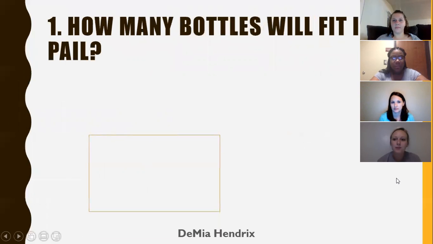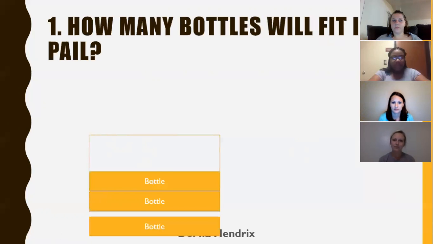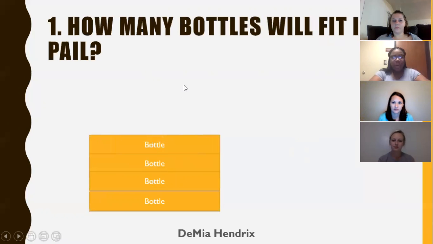How many bottles will fit in a pail? Okay, I'm glad you asked. If you look at the bottom here, I have a little rectangle for the pail. If you're paying attention, you already know that 1 gallon equals 2 bottles. So if you double that and you have 2 gallons, you'll get 1 pail. So if we start here and we have our pail and we add our bottles until we fill up, we'll end up with 4 bottles fitting into 1 pail.